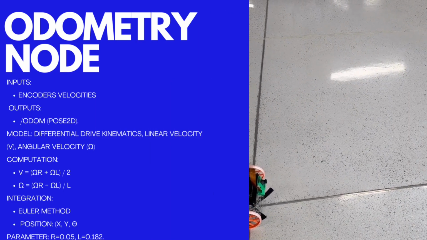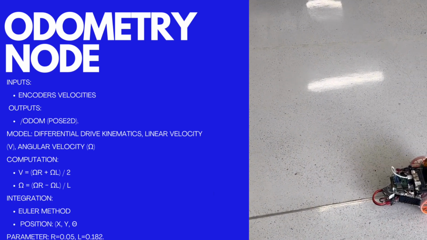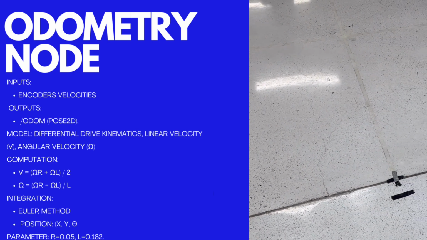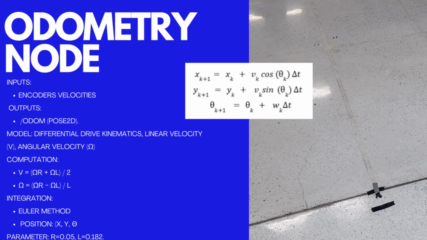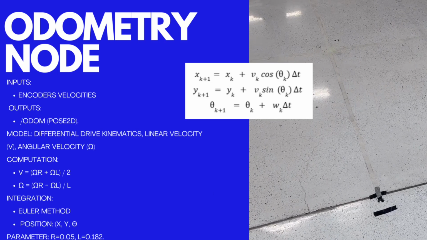The next step was the odometry node. This node subscribes to the right and left encoder velocity topics. Using the differential drive model, the linear velocity is calculated from the average wheel velocity, and the angular velocity is calculated from the difference between both wheels. Then Euler integration is used to update the robot position in x and y, and its orientation theta. This estimated pose is published on the odometry topic and is used as feedback by the controller.